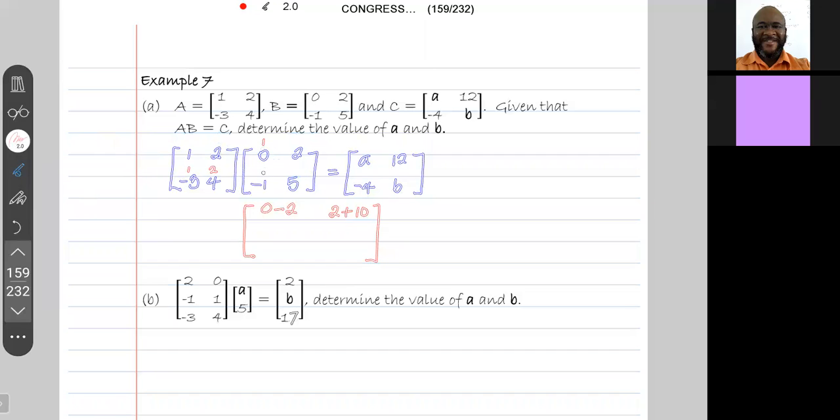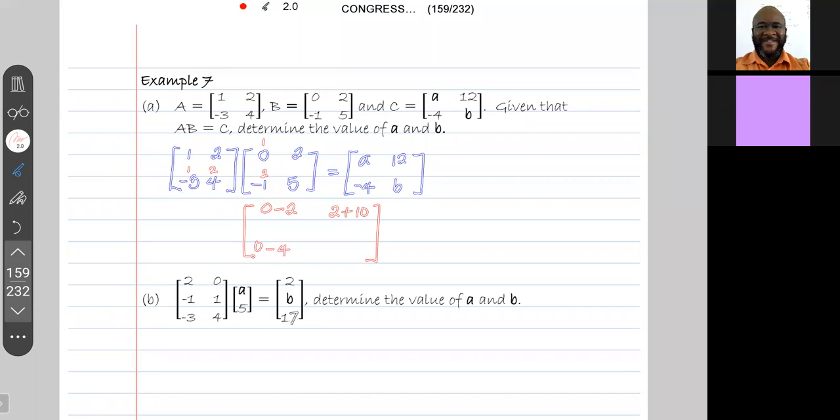If I multiply the bottom row by the left column, I'm going to get the bottom left element in the answer. How do we multiply a row by a column? We multiply the first element in the row by the first element in the column, then the second element in the row by the second element in the column. So minus 3 times 0 is 0, and 4 times minus 1 is minus 4.